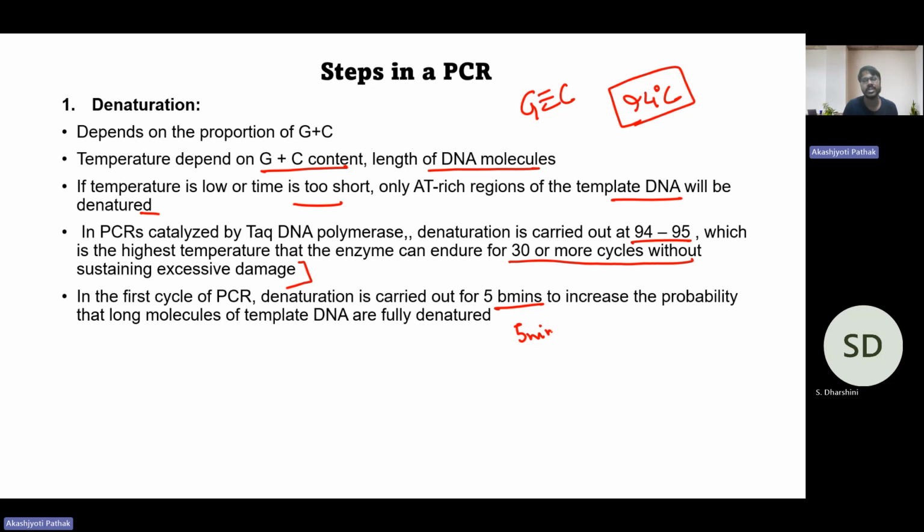This is called initial denaturation, to increase the probability that long molecules of template DNA are fully denatured. So you have an initial denaturation which takes place only once, and then you can create the cycle: denaturation, annealing, extension, and this cycle you can set for how many cycles you want.